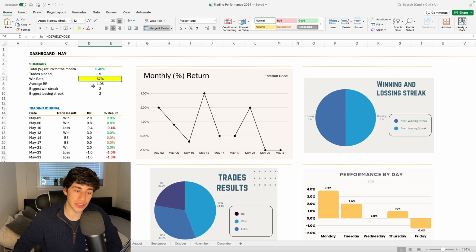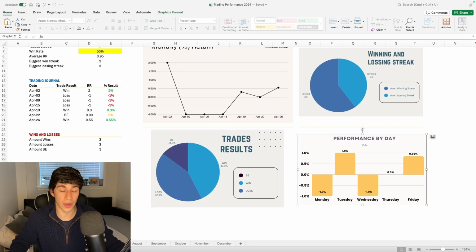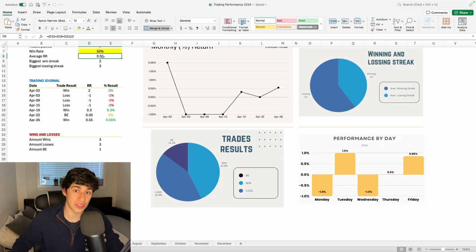So the average RR was 1.95. As we can see, this is way better. So if, for example, we go to the month of April, we can see that this one was 0.95, which is pretty low. It's basically like if I used to target 1-to-1, right?